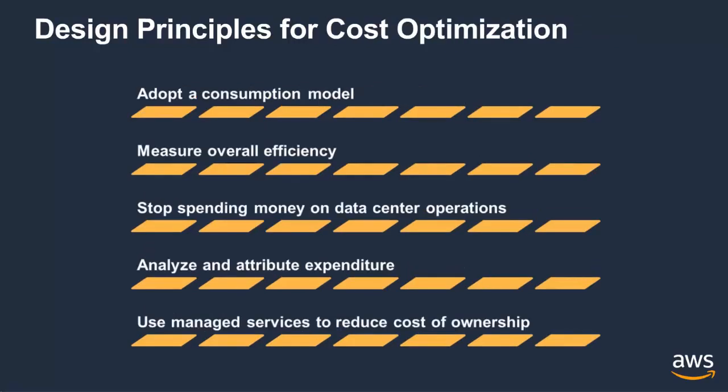These are the design principles for cost optimization. So adopting a consumption model allows you to pay as you go, and you'll pay for the services that you use and not for those that you don't. This kind of goes hand in hand with the elastic model I talked about earlier. The real way to save money is by not paying for things when you're not using them.